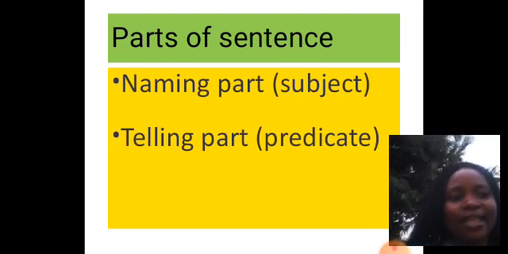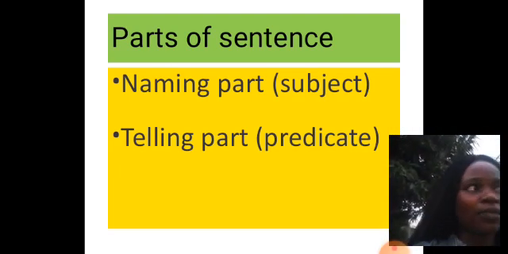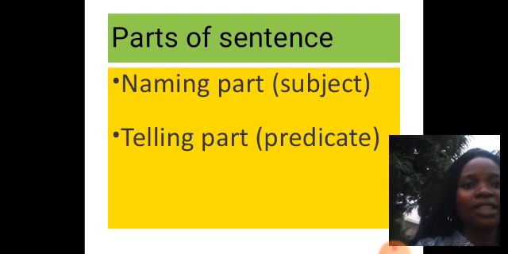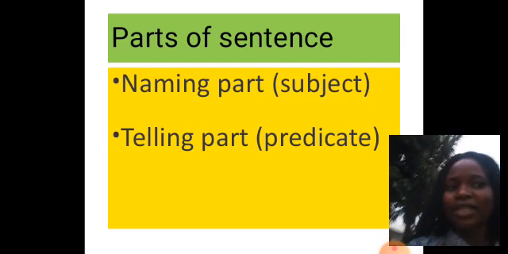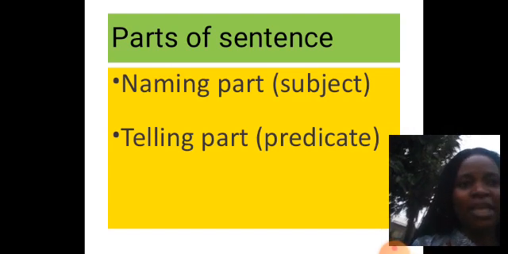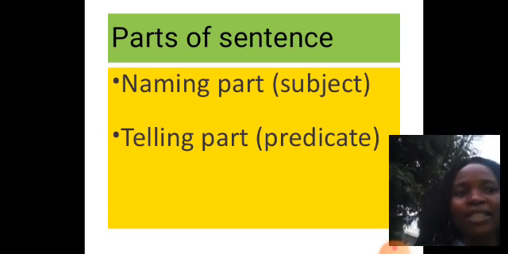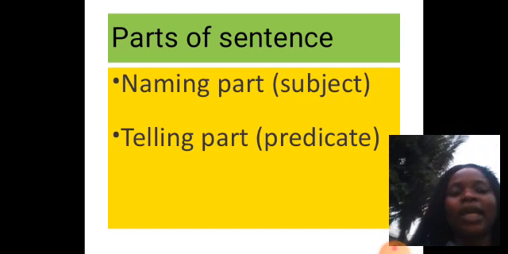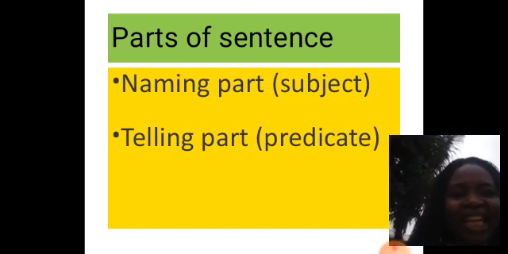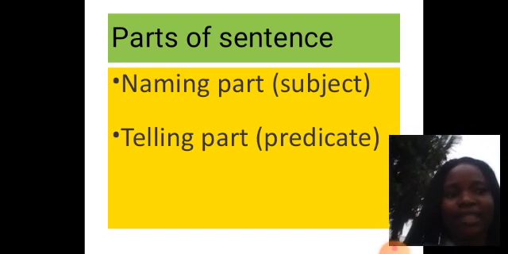Every sentence has two major parts. The first part is called the naming part. Can I hear you say naming part? That's fantastic. Good job. Naming part. In another word, some people refer to it as the subject. So naming part or the subject. Okay, and the second part is the telling part. And the telling part is the predicate.